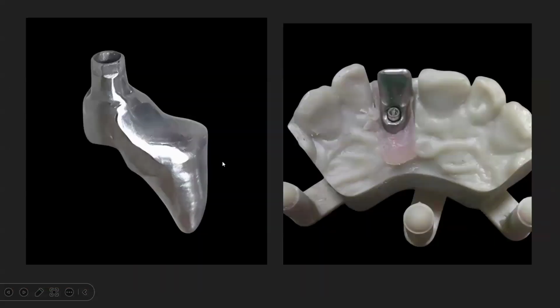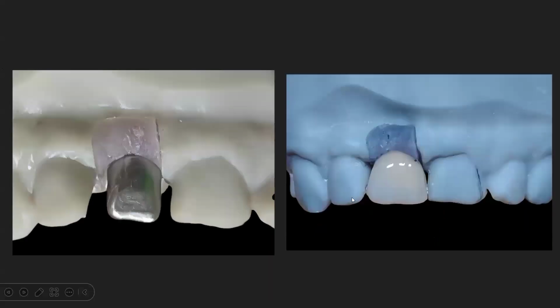We chose to use a pre-milled abutment to make an abutment with the least height on the palatal area. And then we will restore this with porcelain. It's porcelain fused to titanium.